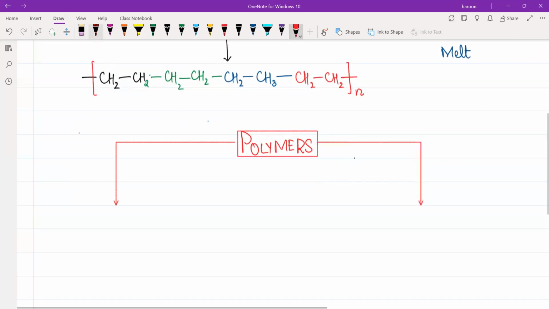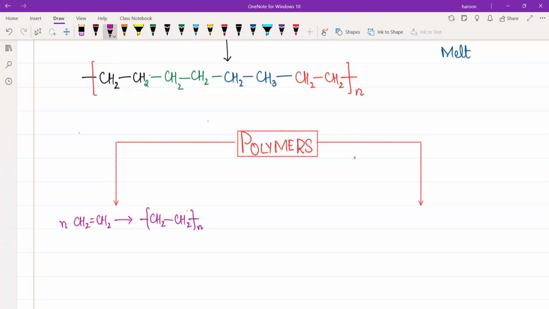You are familiar with the example of addition. I'm just writing it over here. Let's suppose I have n numbers of CH2 double bond CH2. They will combine together to form long chains of this polymer up to n numbers. Okay. You have different types of groups here as well. For example, you have C, X, and Y, double bond C, A, and B. So there can be different groups as well. So you will get the groups over here. Okay. This is known as addition polymer.